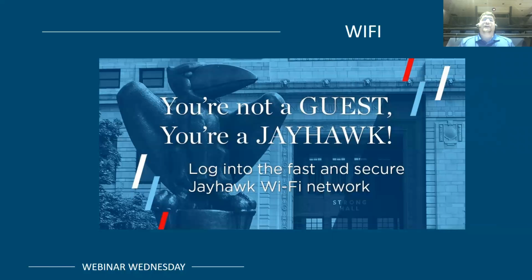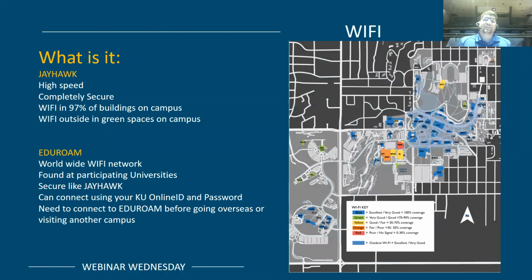So Jayhawk Wi-Fi. The motto that KUIT uses is that you're not a guest, you're a Jayhawk. When you log in to the Jayhawk Wi-Fi network, you're logging into a high-speed, completely secure Wi-Fi network. Now that completely secure is very important because over in the dorms, there's ResNet. ResNet is a third-party company that we contract out to do the Wi-Fi that is in the dorm buildings. The big thing about the ResNet network is that it is not secure when you use it over Wi-Fi.